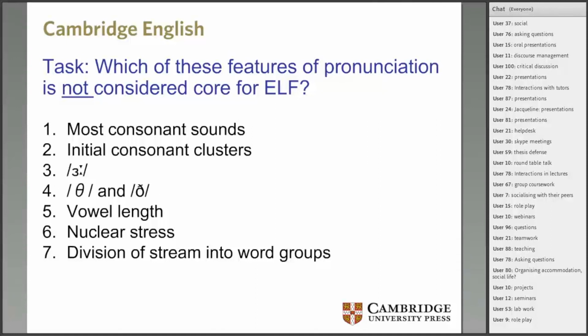So some research has been done, particularly by Jennifer Jenkins, on what might be considered core features of pronunciation for English as a lingua franca. So basically, what is critical for learners to get right so that they will be understood and they will understand each other. So I've listed 7 phonological features here, but one of them in fact is not considered core.